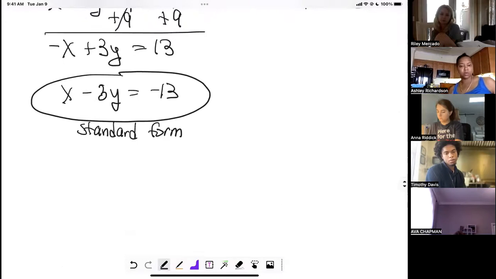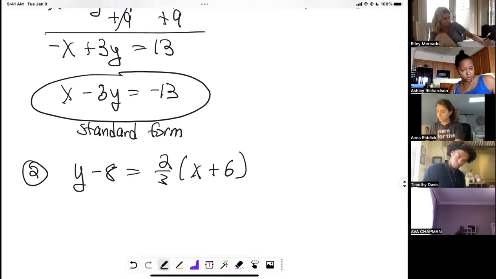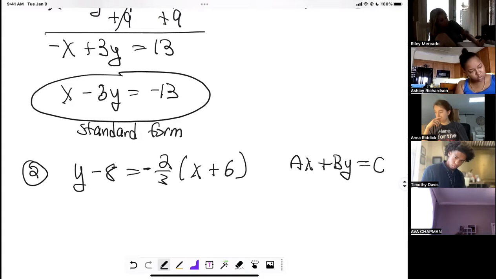Okay, let's try 2. Y minus 8 equals 2/3 x plus 6. Actually, I'm going to make this a negative, -2/3. We didn't do a negative slope, we did a positive slope last one. Let's make it negative. All right, we need to get it into ax plus by is equal to c.